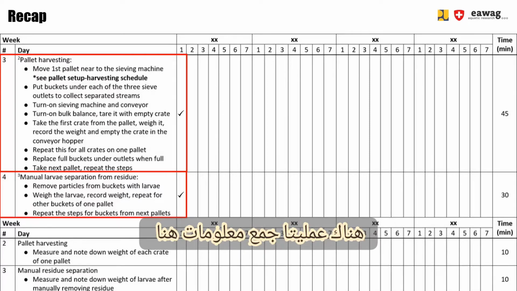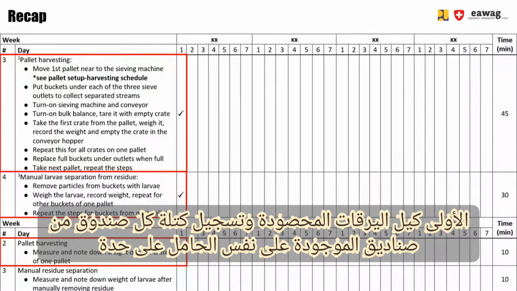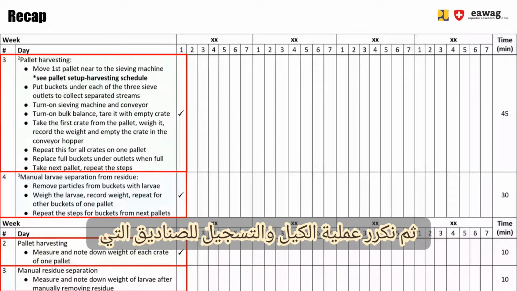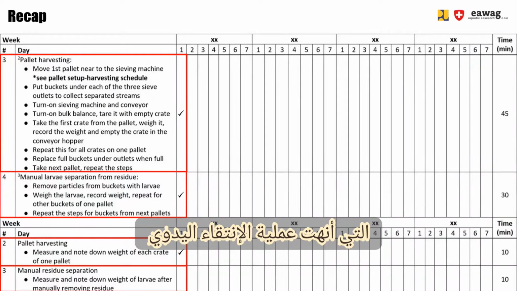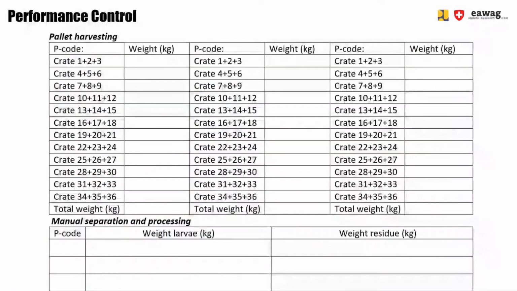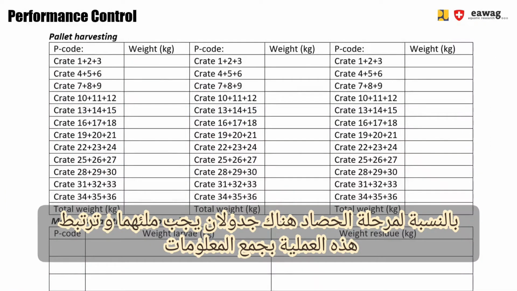There are 2 data recording steps in this operation. The first one was the pallet harvesting, where we measured and noted down the weight of the crates of one pallet that we have manually separated the residue of. And we noted down the larval weight after removing the residue part from the top of the bucket. For the harvesting process, we have 2 tables in our performance control log sheet that we can fill in, which were related to the 2 points of data collection.